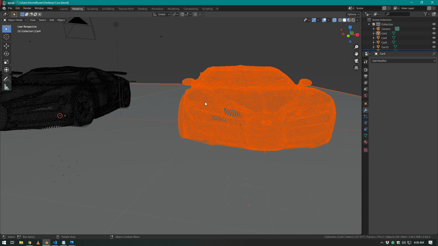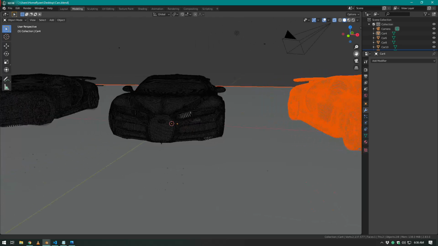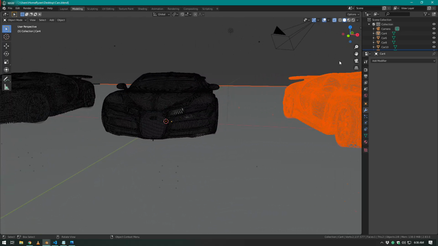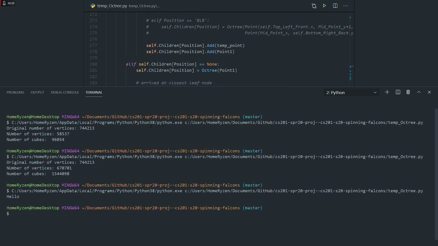So what we generally have to do with an octree is to find a good balance between, let's say, storage and visual fidelity. So coming to the point of storage, this is just the code that we ran earlier, and for different depth levels, we created an octree and we calculated the number of vertices and the number of cubes that the octree generated versus what the original number of vertices were.